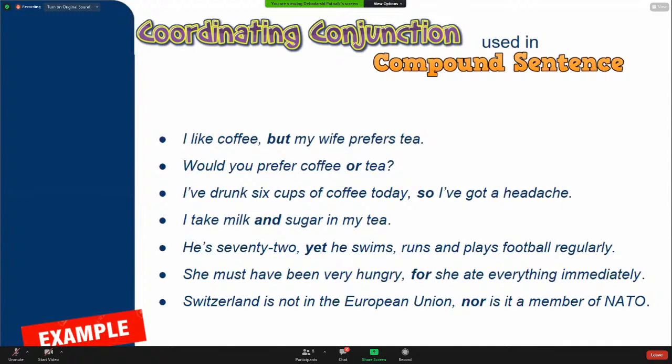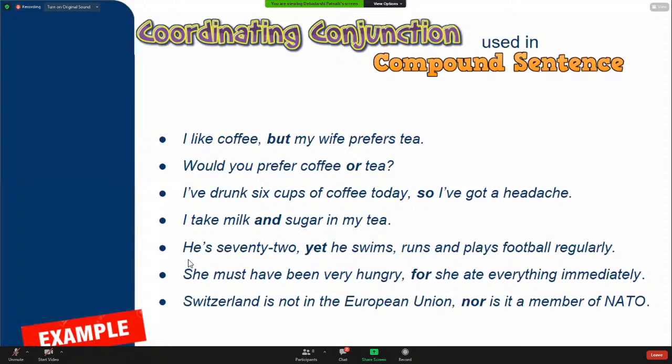Suppose I write, I take milk in my tea, but I do not say anything about sugar. Is it okay? No problem. Suppose I say, I take sugar in my tea, and I do not say anything about milk. Then it is also okay. That means both the clauses can survive independently. That's the reason I am saying they are independent clauses.